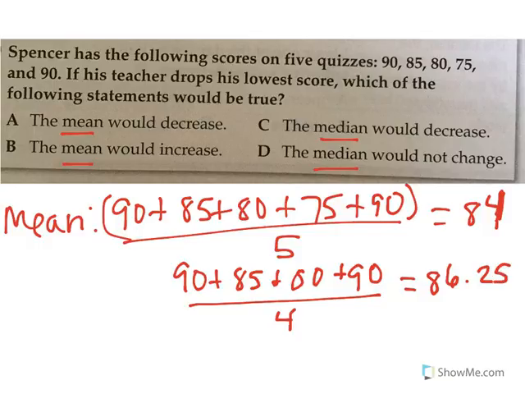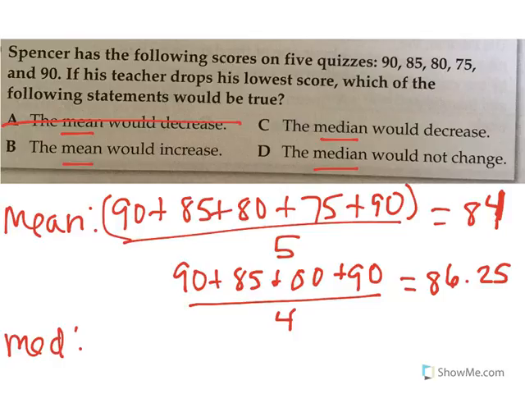So because the mean increased in that example, I can get rid of A. So far I think B is looking pretty good, but I have to make sure that I can cross off C and D. So now I'm going to think of the median. Okay. So first I'm going to do the median with 75, and then I'm going to drop the 75 and see what happens. So for the median, I'll just do MED for short.